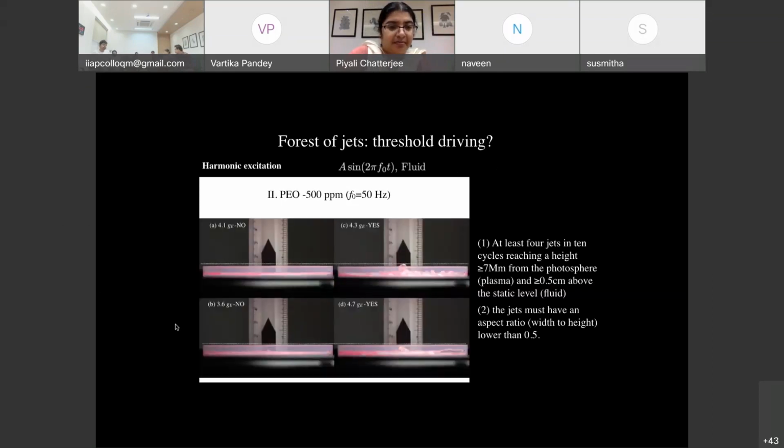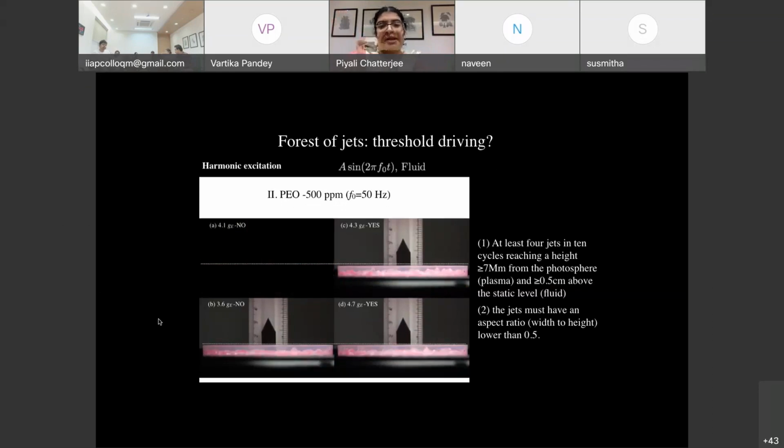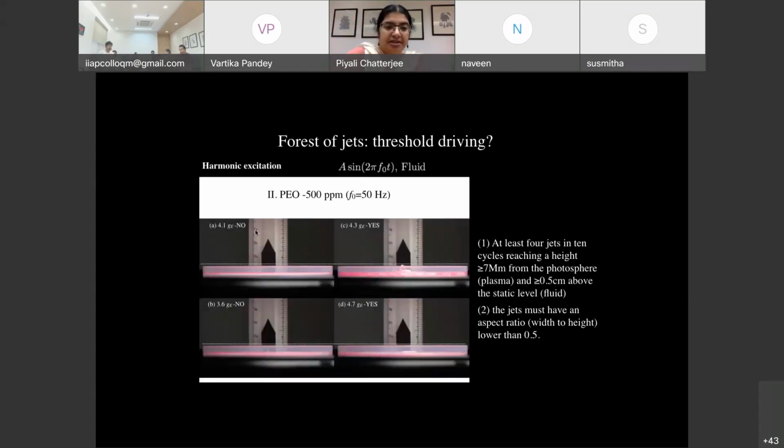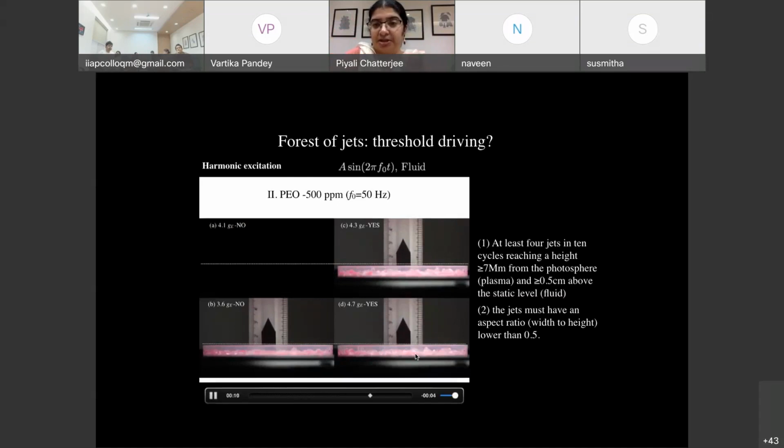Similarly, in the case of polyethylene oxide solutions, we did a series of experiments at a particular driving frequency. Each of these panels basically shows an experiment, and only in 2 of these experiments do we cross the threshold, and we don't cross the threshold in the experiments shown in the leftmost panel. So on the rightmost panel here, we see that there are 2 experiments which cross that threshold, and we can define what is known as a forest of jets in the fluid.